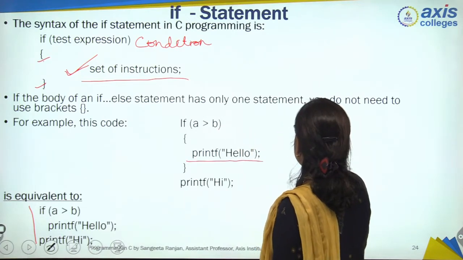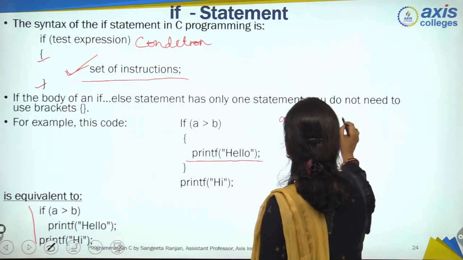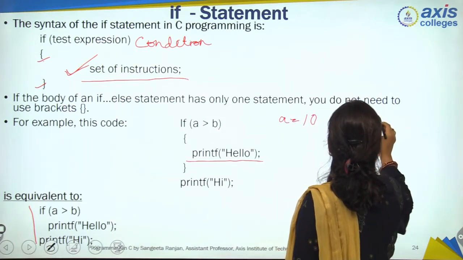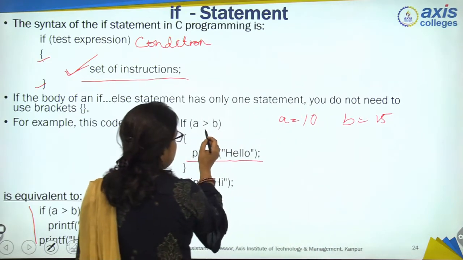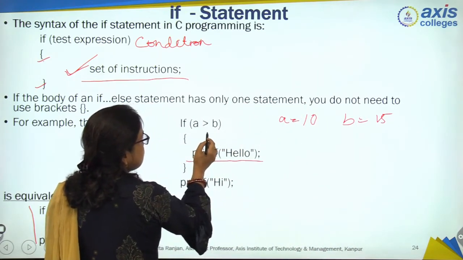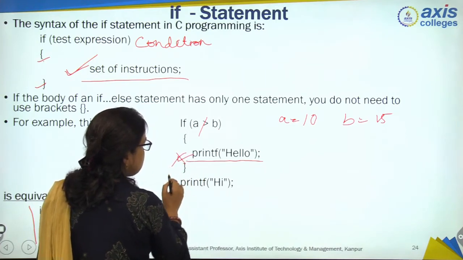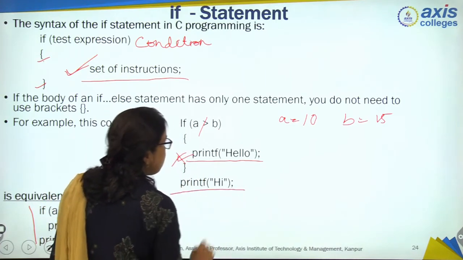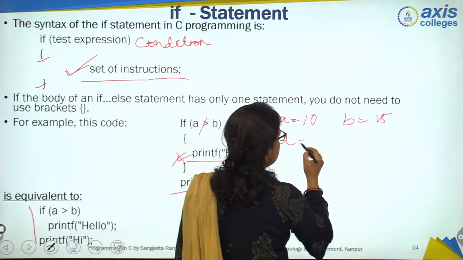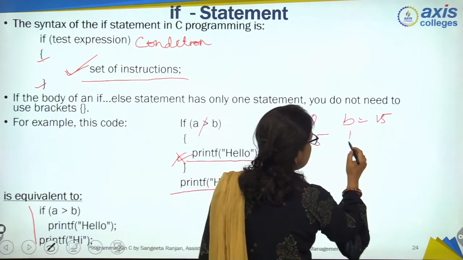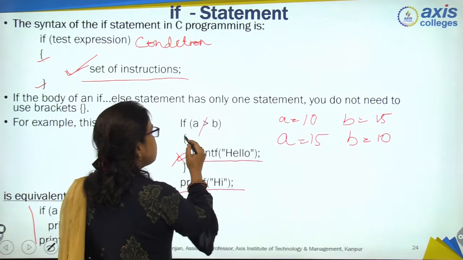Like if we take the value of A as 10 and value of B is equal to 15, then A is not greater than B. So this condition is false. Then this line will not be executed. Then only printf high will be executed. And if we take A is equal to 15 and B is equal to 10, then the condition is true.